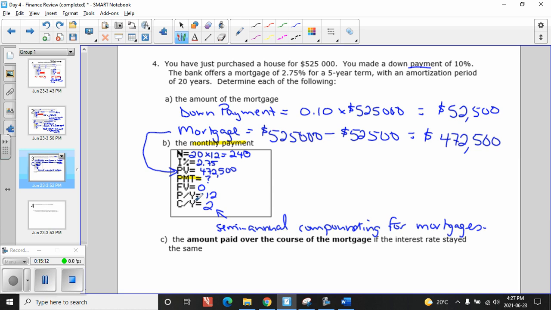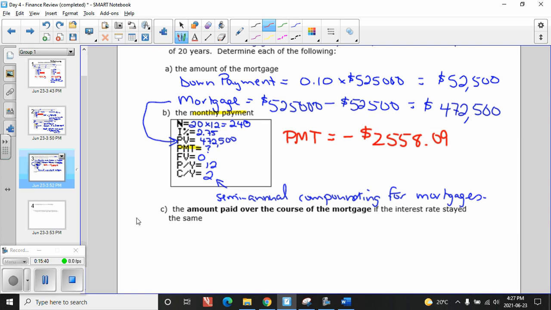Okay, so even though it's not said in the question, we're going to use a 2 always for that number. If we put that into the TVM solver, the answer that comes out for payment is going to be $2,558.09. It's negative again because you're giving away money every month as you pay off this debt to the bank. So a monthly payment of $2,558, you can see it in red.